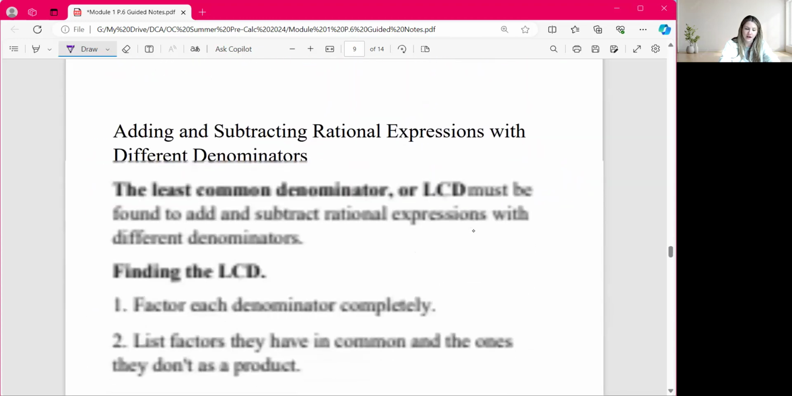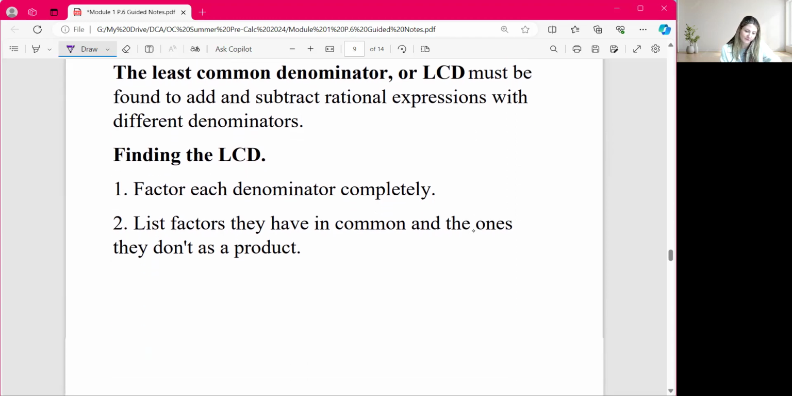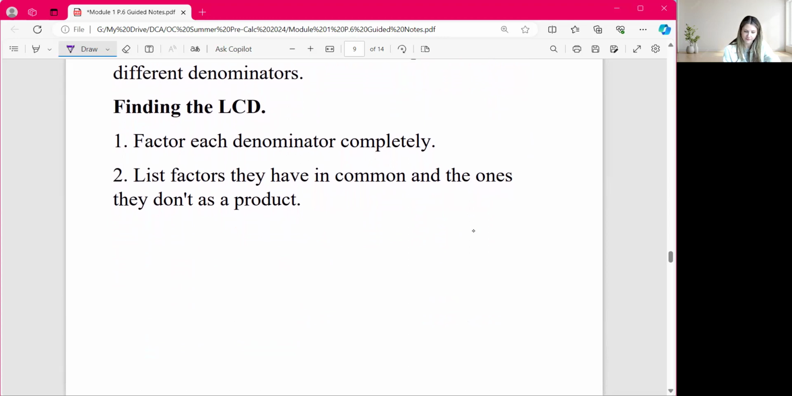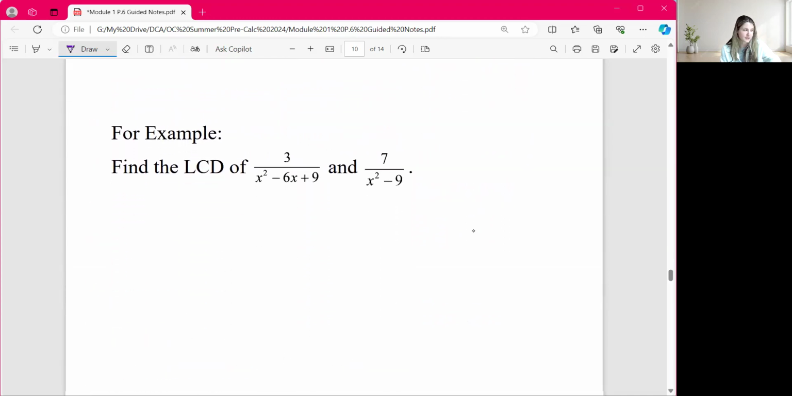Okay, let's check out adding and subtracting rational expressions with different denominators. So in order to add and subtract regular fractions, not even just rational expressions, we need a least common denominator. So it must be found in order to add and subtract rational expressions. In order to find the least common denominator, factor each denominator completely, just like we've been. Second step, list the factors that they have in common and the ones that they don't as a product. Okay, so let's see what that means when we look at this example.